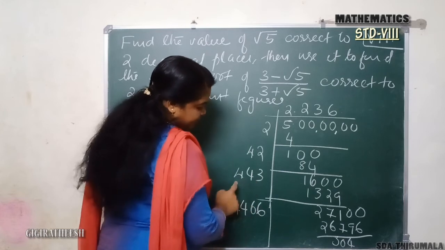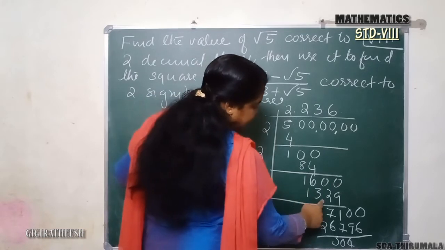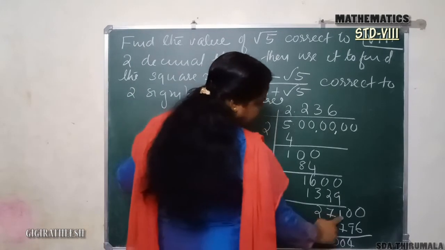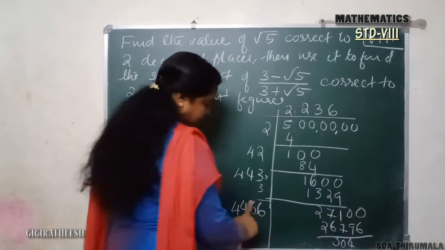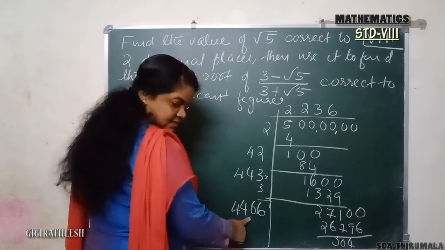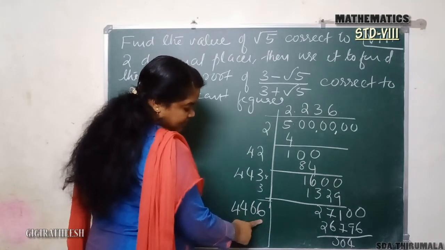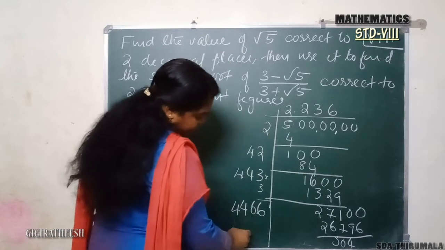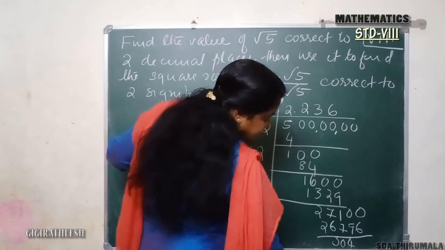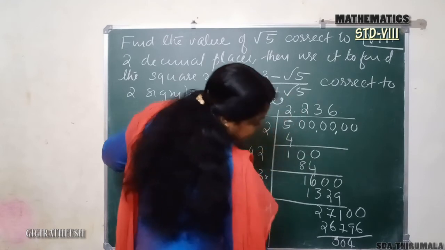Then 2 twos are 4, and select another number, here it is 3: 443 into 3, we get 1329. Subtract it, we get 271, and bring down the 2 zeros. After that we get 4, 4, and then 3 into 2 is 6, double it. We choose a number, that is 6, and multiply: 4466 into 6 is equal to 26796. After subtracting, we get the remainder 304.